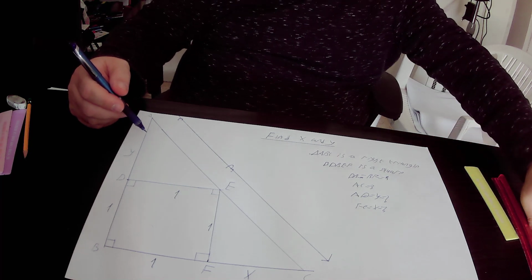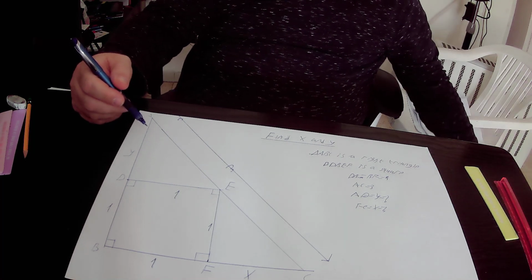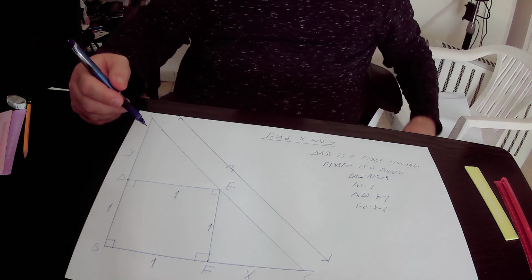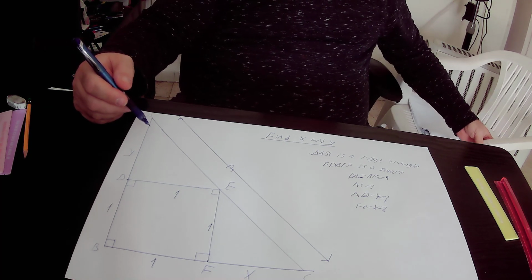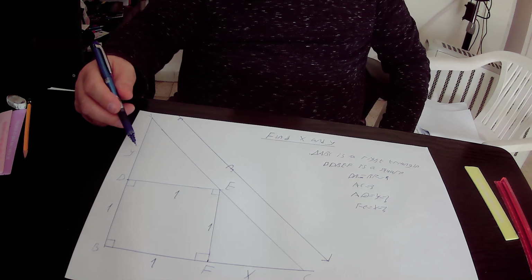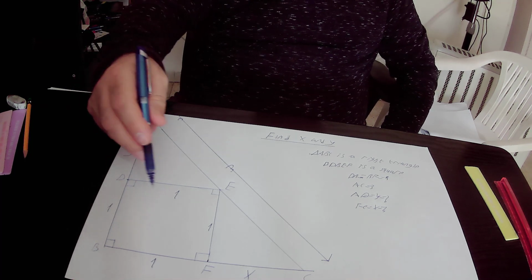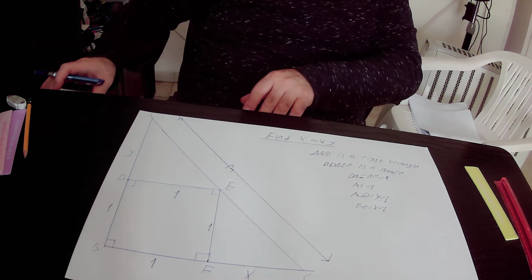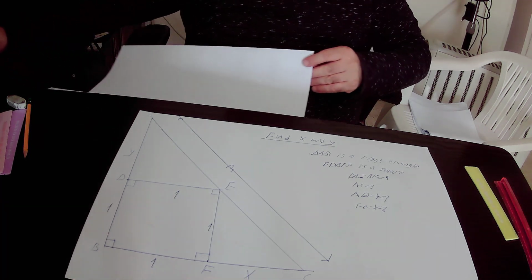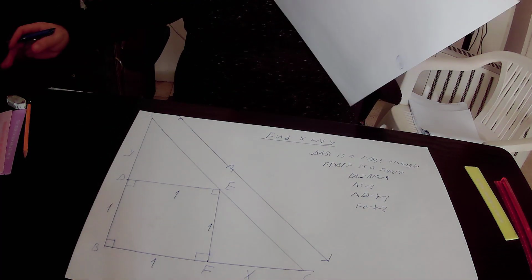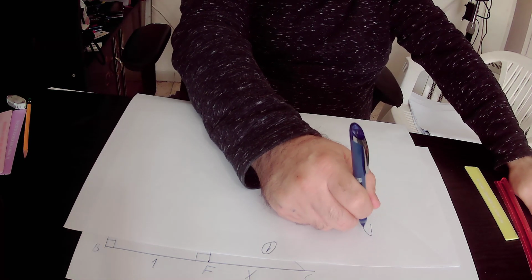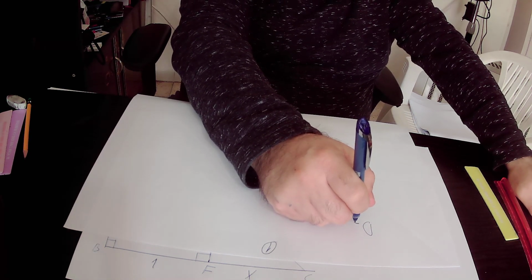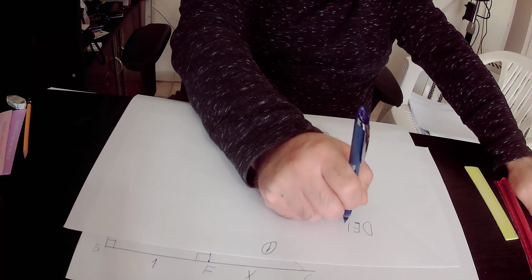So first of all, we have the rule that the opposite sides of a square are parallel to each other. That is to say, DE is parallel to BF, so I write it down. We know that DE is parallel to BF.